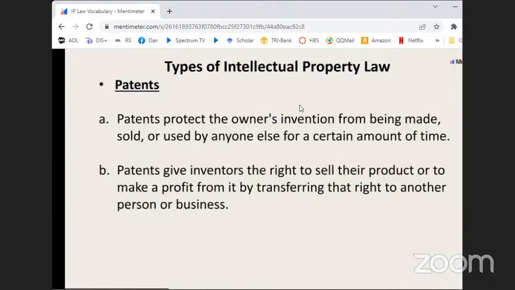Okay, very good. So types of intellectual property, we're going to talk about patents now. And I think there's probably a lot of people who have interest in patents. So a patent protects the owner's invention from being made, sold, or used by anyone else for a certain amount of time. And patents give inventors the right to sell their product or to make a profit from it by transferring that right to another person or business.